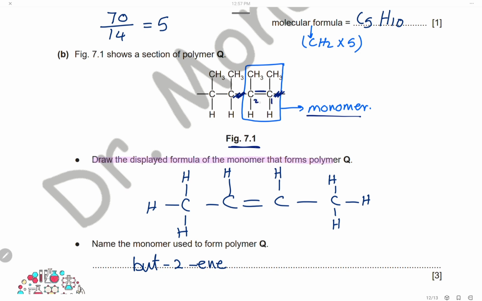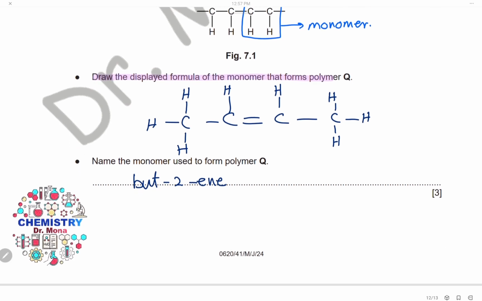This is carbon number 1 and this is carbon number 2. Carbon number 1 has hydrogen and CH3. Now we draw hydrogen and CH3 as displayed formula. Also carbon number 2 has hydrogen and CH3. Here we have hydrogen and CH3 as displayed formula. Now we want to name the monomer Q. We will count the number of carbons, 1, 2, 3, 4, and we have the double bond on carbon number 2, so the monomer will be but-2-ene. This is the monomer used to form the polymer Q.